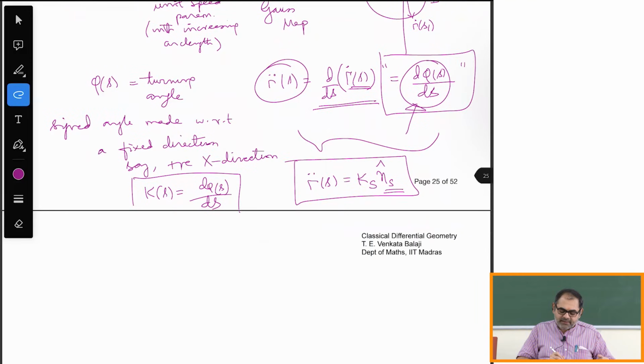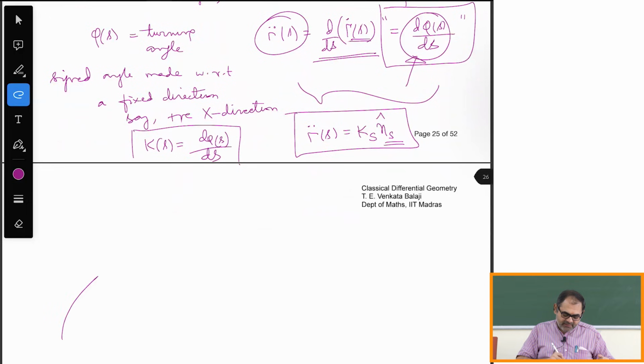So you see, our situation is like this. The idea is like this. You have a curve like this. This is gamma s. This is a unit speed parameterization. And what you want to do is look at the tangent vector, which is going to be a unit vector, and associate to it a turning angle. So how will it be?